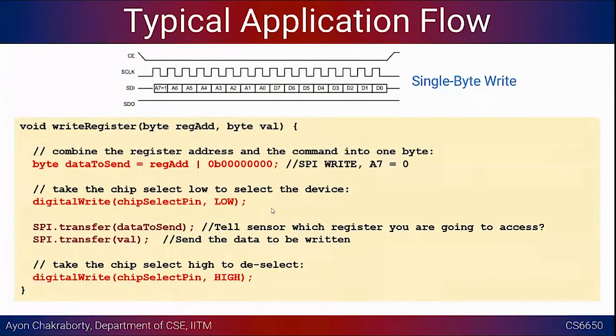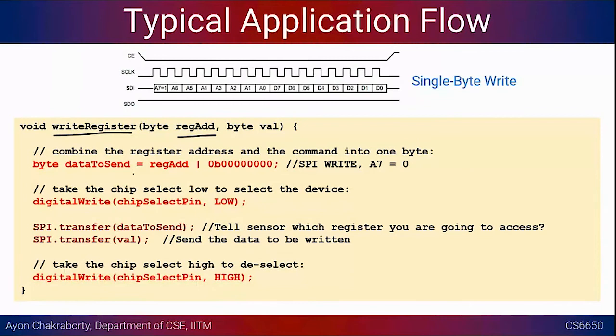So only two things I'm going to discuss here. First, how the write register could be implemented. There are two things. One is the register address, the special register inside the sensor that you are going to talk to, and then you are trying to write a value. In this case, this is a byte. Let's say the register only has 8 bits, and you are trying to write this particular value.